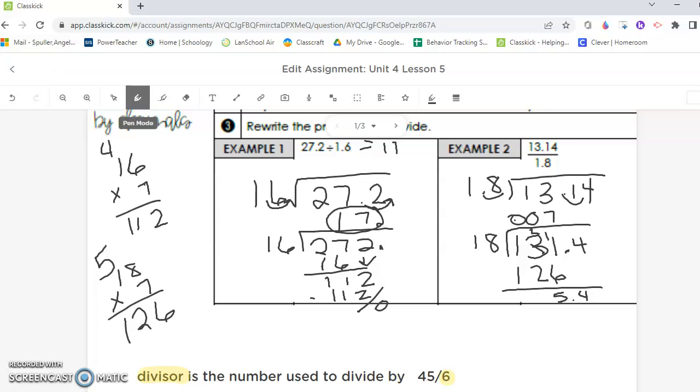Okay, moving my decimal up. I think 18 times 3, maybe? That's 24. Carry the 2. That gives me 54, which is perfect. So 3, 54, subtract, get 0. Okay, so it's 7.3. This is the bad decimal.